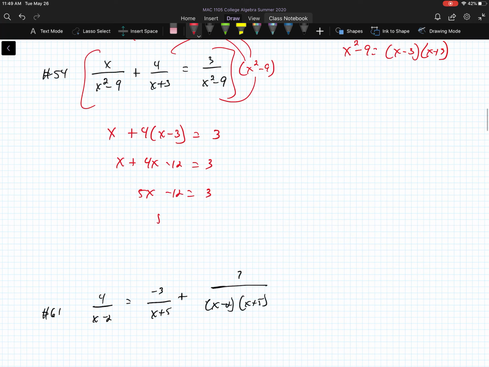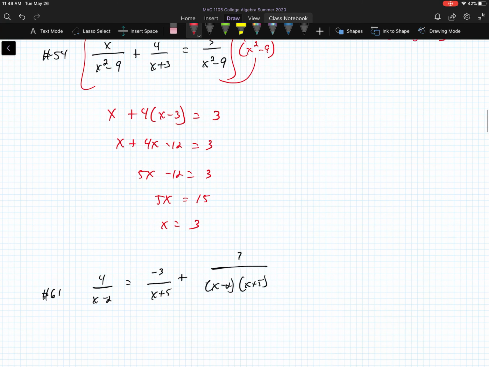5x minus 12 is equal to 3. 5x is equal to 15. I add both sides, and I get x is equal to 3. That's how you do number 54, right?